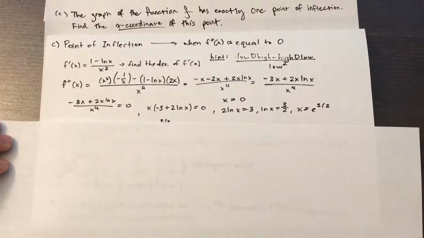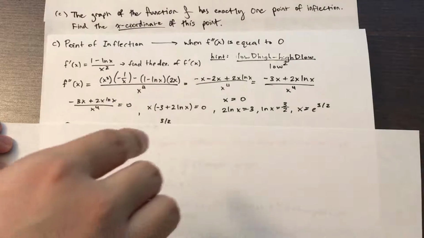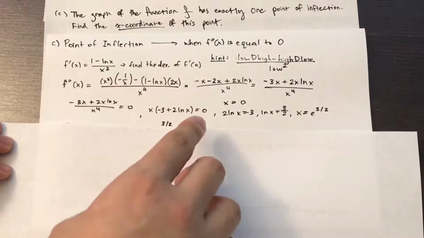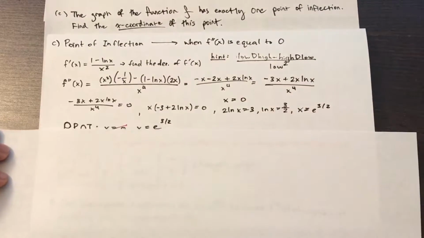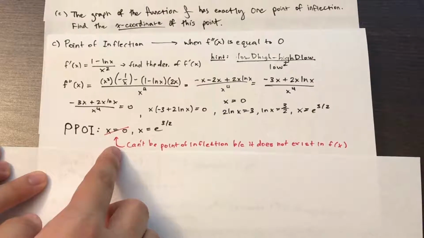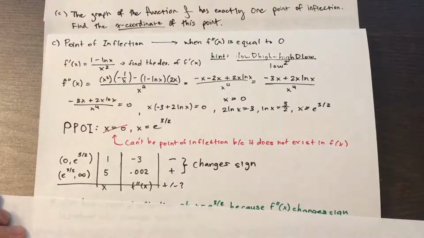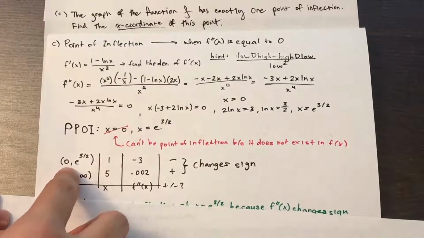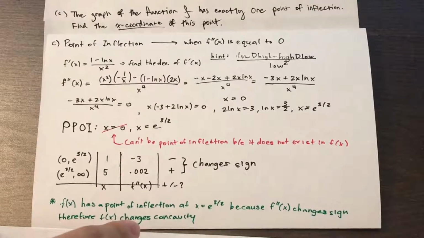So you don't need the x to the power 4 because that won't make the expression equal to 0, so you can just take that out, and then you can see that when x equals 0 and when x is equal to e to the power of 3 over 2, it is equal to 0. So these are the possible points of inflection. However, x equals 0 cannot be the point of inflection because it does not exist in f of x. So you can check if it changes sign at e to the power of 3 over 2, and it does, and you can say that f of x has a point of inflection at x equals e to the power of 3 over 2 because f double prime changes sign, therefore f of x changes concavity.